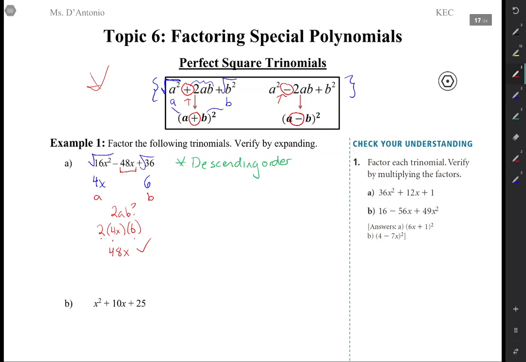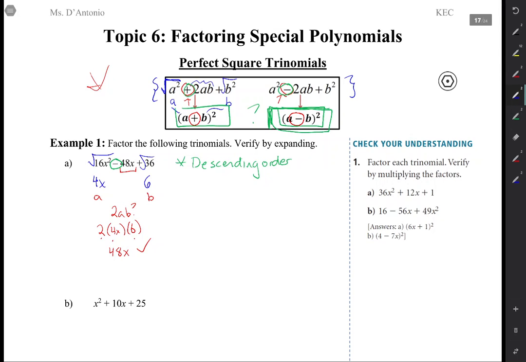Once we verify that this is a perfect square trinomial, we don't have to use the crisscross method. We can skip right to this step here or here. Before we choose which one we're going to use between these two, we need to look at this sign right here. If we're looking at our trinomial, we have a negative sign there. So when we factor this and take the shortcut, we're going to be going for this one right here with the negative sign in the middle.